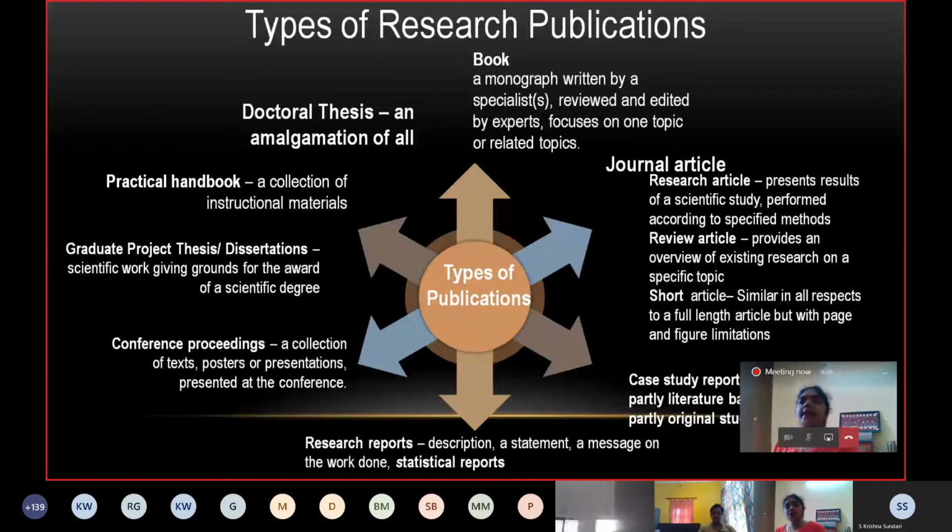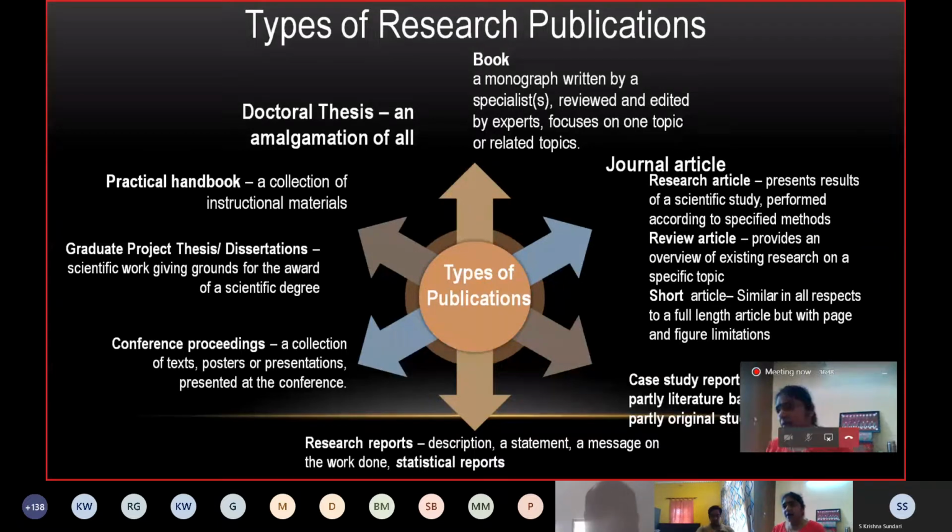Now, coming to the next one, which is a graduate project thesis. Now, what is a graduate project thesis? Many of you must be students who are pursuing your undergraduate degree, master's degree, MPhil, or doctoral degree. For the doctoral thesis, I have a separate heading, but these days for many technical and non-technical graduate and undergraduate programs, a graduate project thesis or dissertation is very important. So that is also another type of publication.